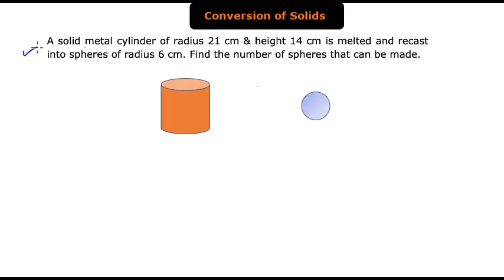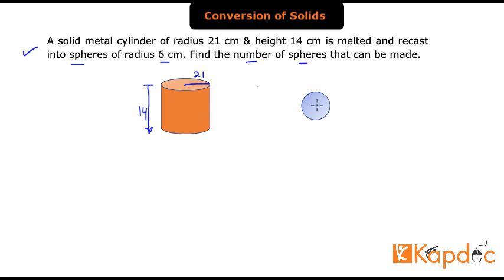What we have is a solid metal cylinder of radius 21 centimeter and height 14 centimeter, which is melted and recast into spheres of radius 6 centimeter. We need to find how many spheres can be made by this conversion. So let's put some dimensions here. We have a cylinder, the radius is 21 and the height is 14. And let's say this is my sphere, having a radius equal to 6 centimeter.